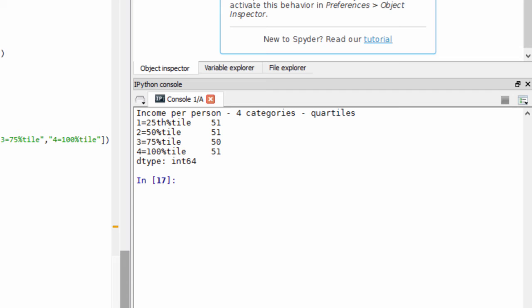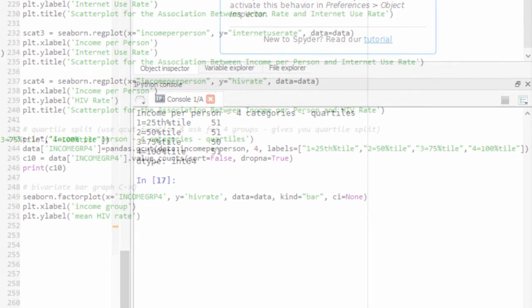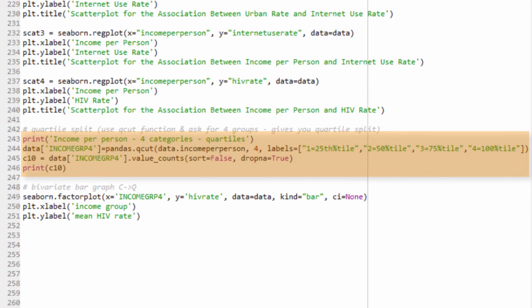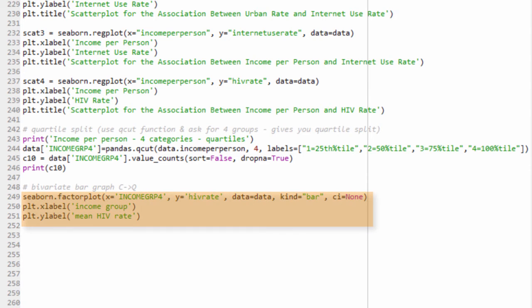With this new categorical explanatory variable, we're now ready to create the last type of bivariate graph, that is, the categorical to quantitative bar chart. The code we will use is identical to the code used for the categorical to categorical graph, but what will be plotted on the y-axis is the mean HIV rate.